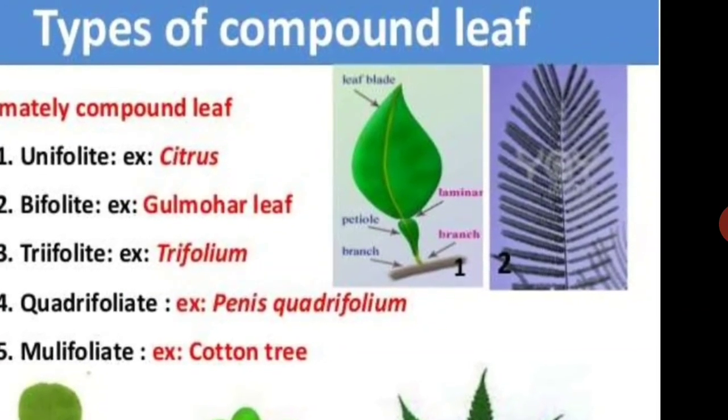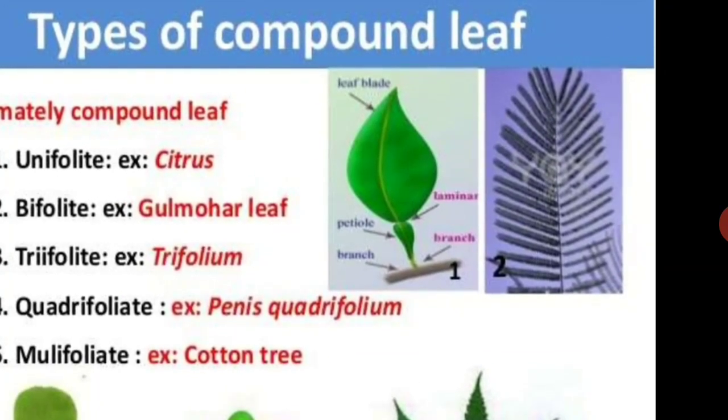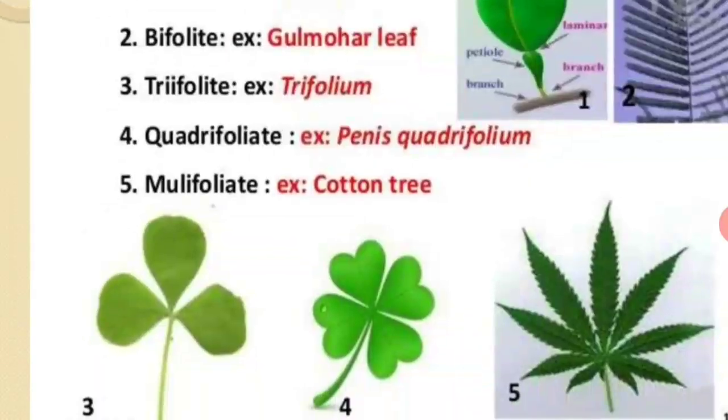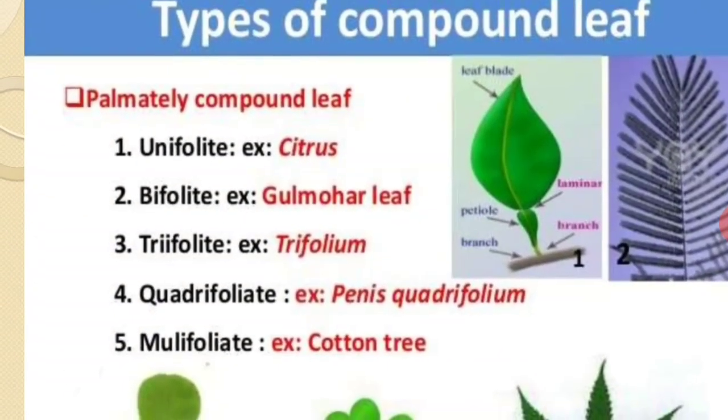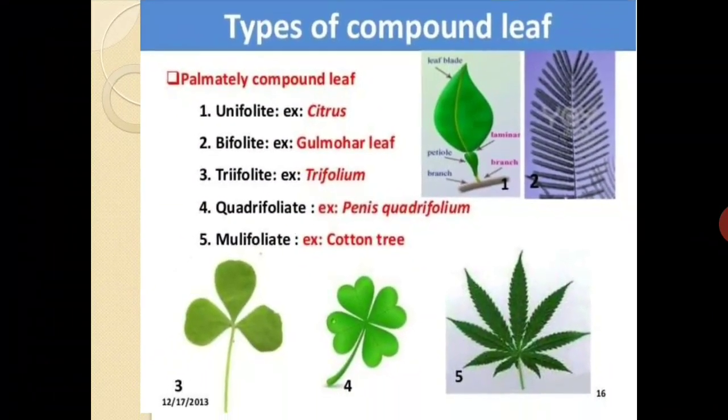First is the unifoliate. Second is the bifoliate. Third is the trifoliate, 3 leaves are here. Fourth one is the quadrifoliate. 4 leaves are joined together to form the structure in the Pinus quadrifolium plant. And if there are many, as in the cotton tree, or in the Marsilea plant, also in the bhang plant, multifoliate leaf type. So many leaves are conjoined together. So compound leaves are of 5 types.